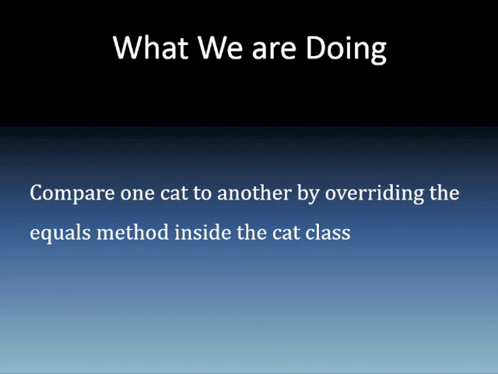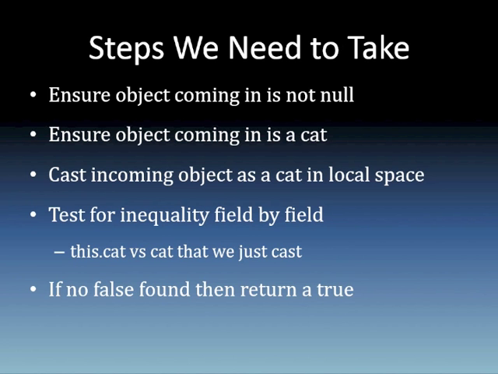What steps are required to make this happen? The steps required are we need to ensure the object coming in is not null. That's the object that we're passing in to compare to the current instance of a cat. We also need to ensure that the object coming in is a cat. We don't want to accidentally pass it, say, a dog or a car or a person, because we can't compare those two to each other.